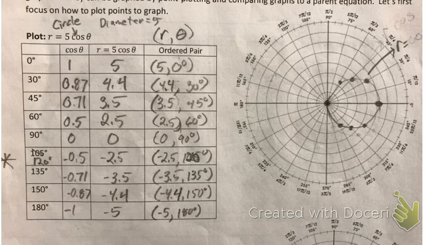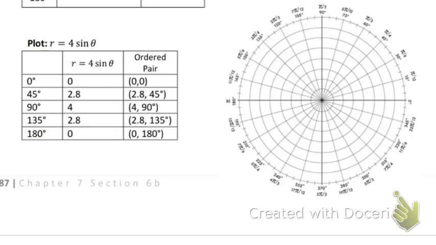And I do want to point out 5 times cosine theta is a circle with diameter 5. It is a circle with diameter 5. So you wouldn't even need to have graphed this if you knew what that was to begin with. Well, the one below it is also a circle, but since we're using sine, it's a slightly different circle.